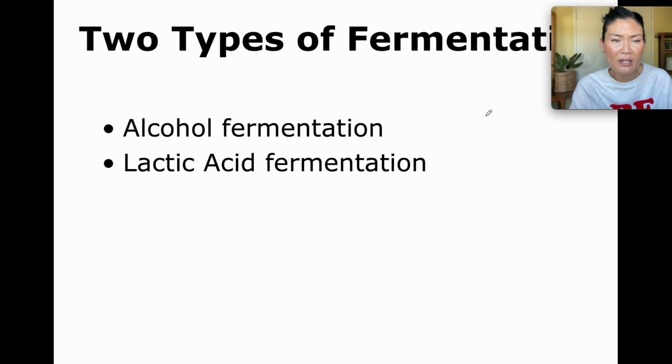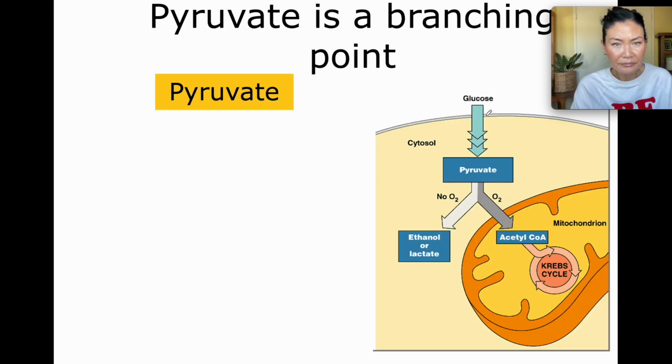And there's 2 types of fermentation. There's alcohol fermentation, where alcohol is made, specifically ethanol alcohol, like beer and wine. And there's lactic acid fermentation, where pyruvate is going to be converted into lactic acid, which is a 3-carbon compound, I should say, that's made in your muscles. Your muscles make lactic acid when you don't have enough oxygen during cellular respiration, okay? Pyruvate's a branching point, meaning pyruvate is made at the end of glycolysis. If there's no oxygen available, then fermentation is going to take place.